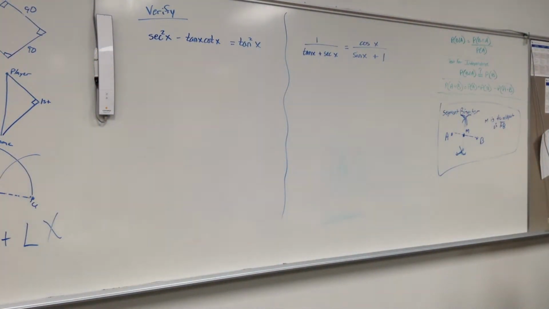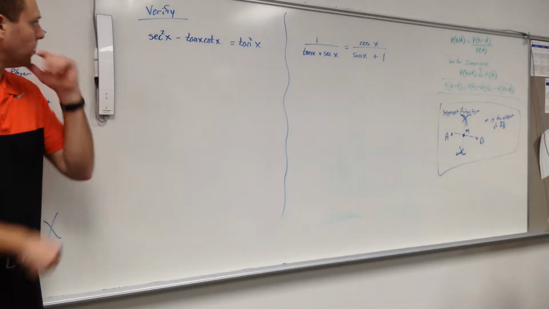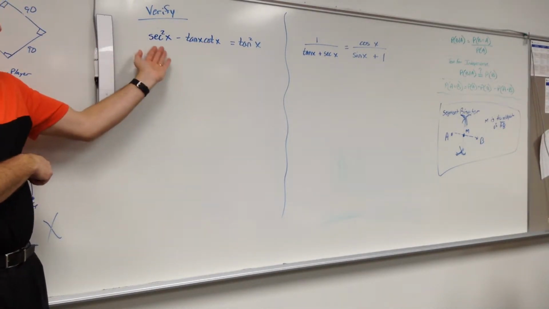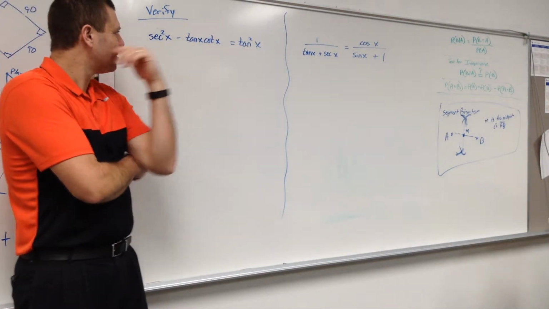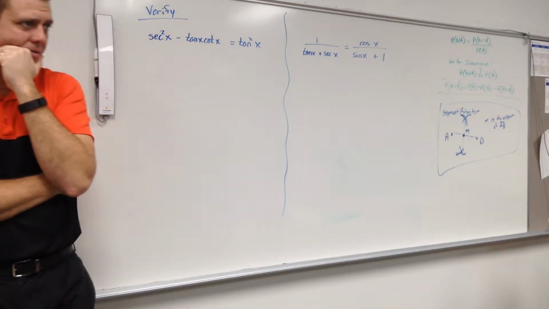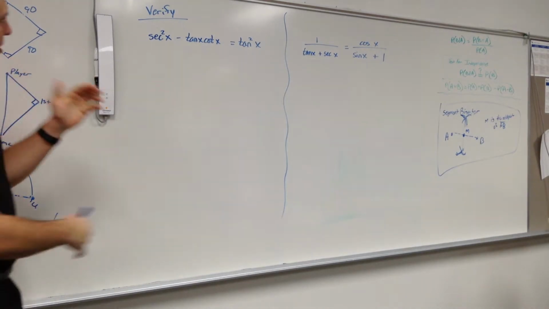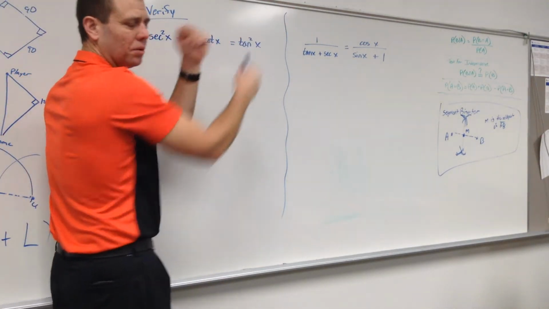So, I would strongly recommend writing these 2 examples down in your notes and showing the steps as I go through them. It'll give you a little bit of an idea of what I'm looking for when we're verifying these identities. So when I look at this one right here, I want my answer to be tangent squared. So somehow this over here has to equal tangent squared.